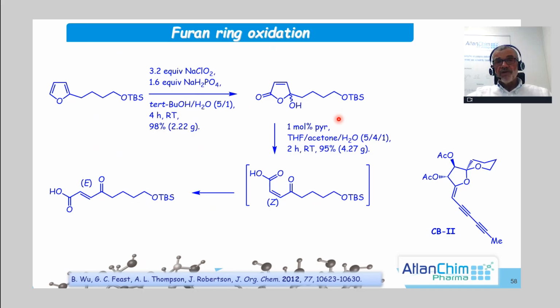Next, pyridine-catalyzed ring opening of the gamma-hydroxybutenolide first formed the Z-keto acid, which was isomerized to the E-isomer, and the desired adduct was isolated in 95% yield on almost 5 gram scale.